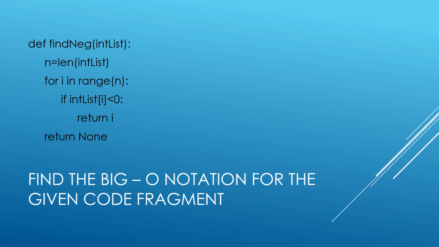What does this function do? This function takes the int list and then checks for a negative number. If it finds a negative number, it returns this index I. But if it exhausts the whole list and does not find a negative number, it returns None. So actually this function is searching for a negative number in a list.